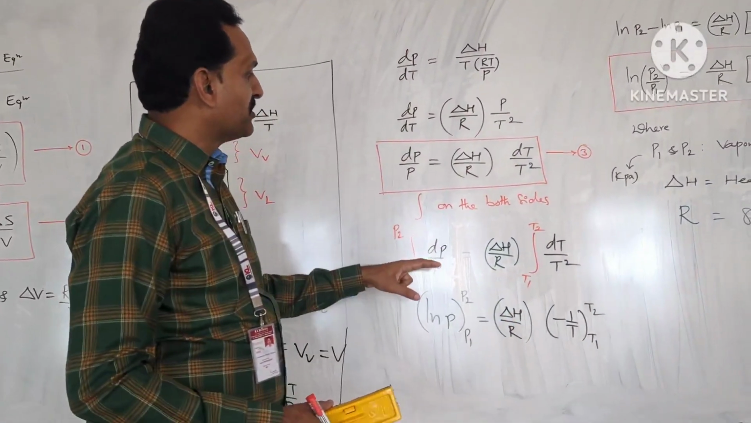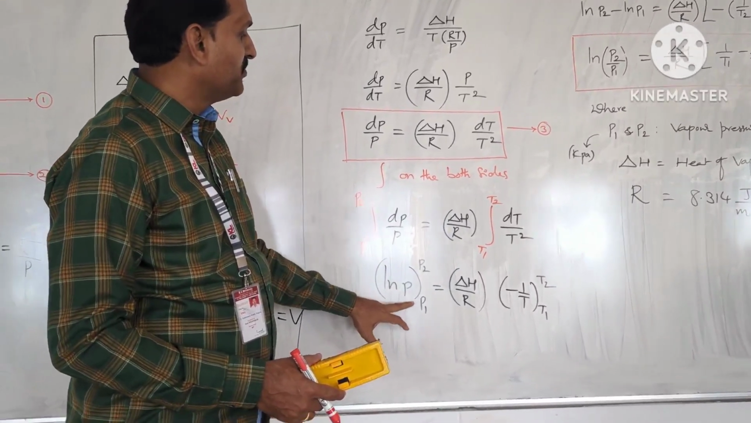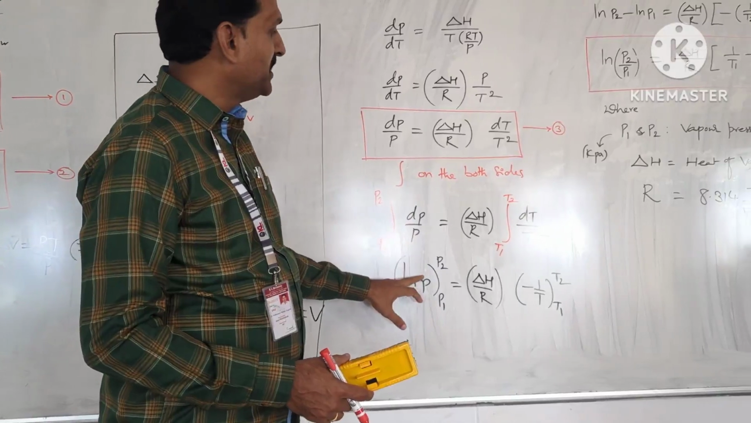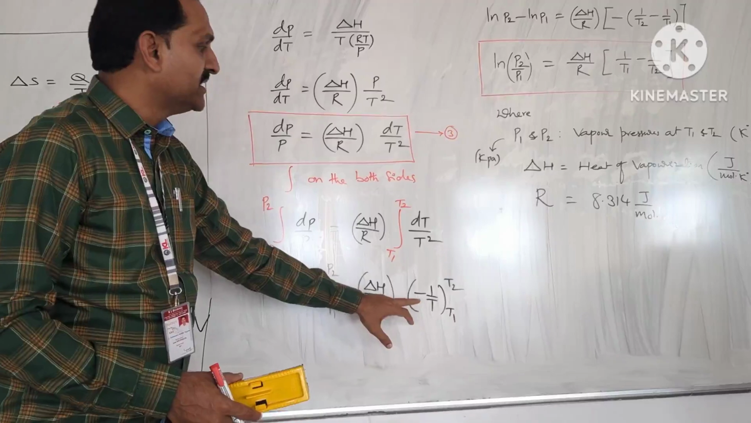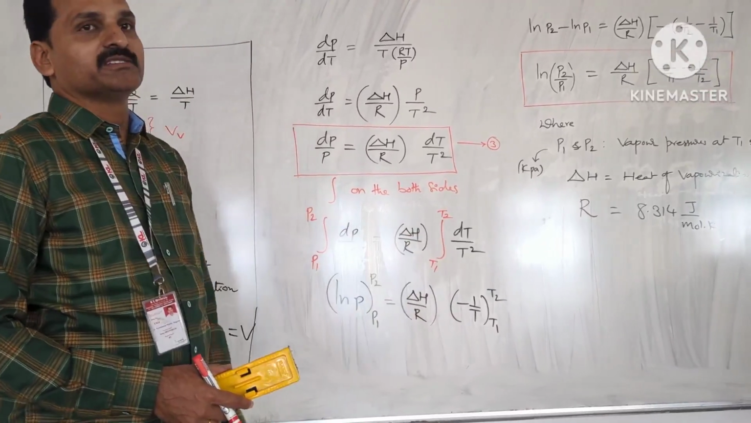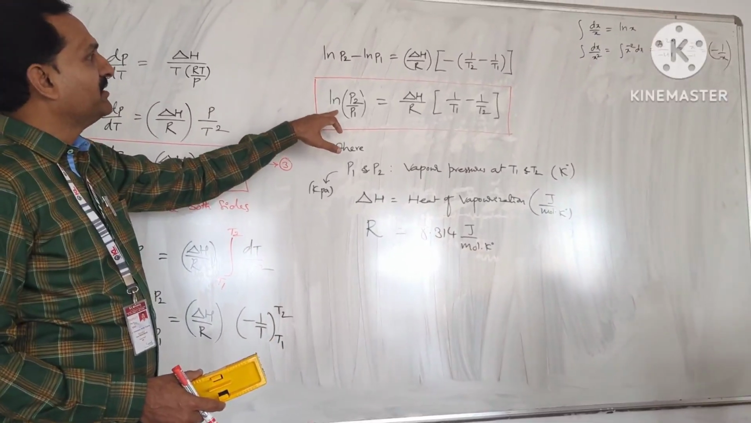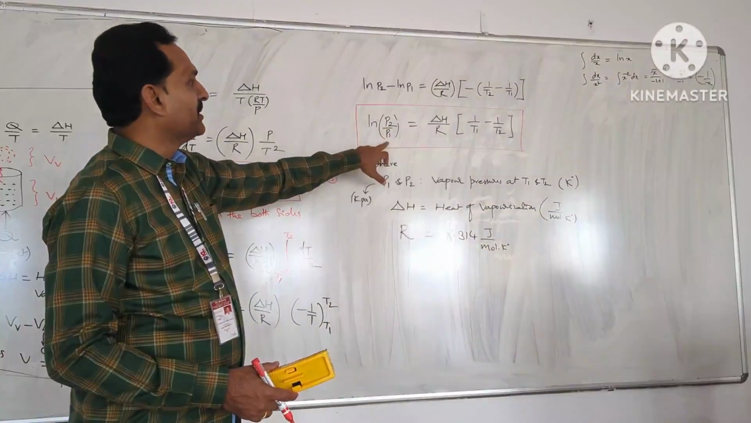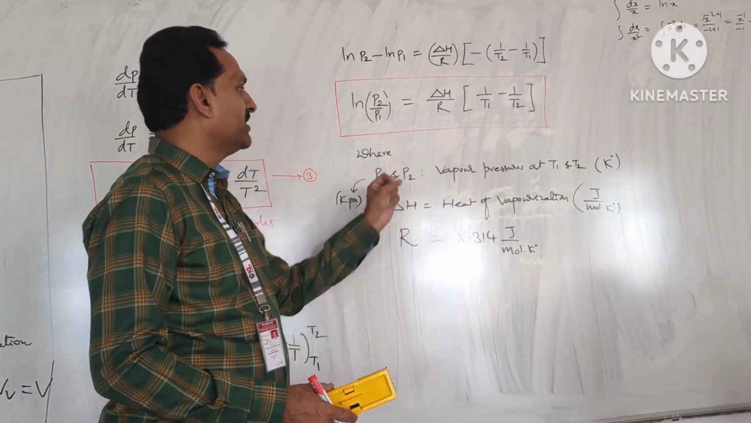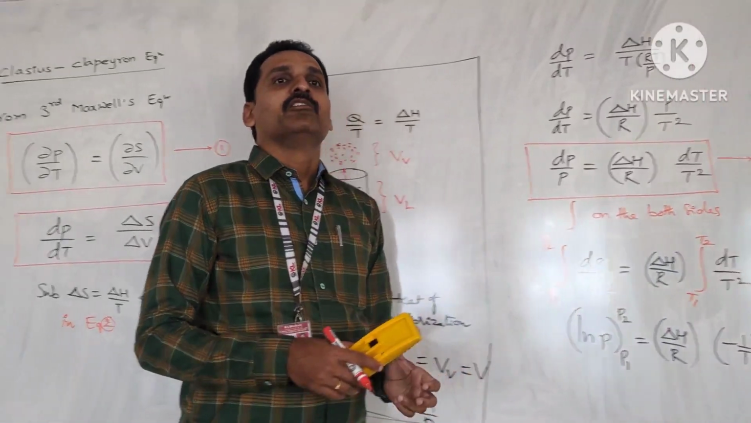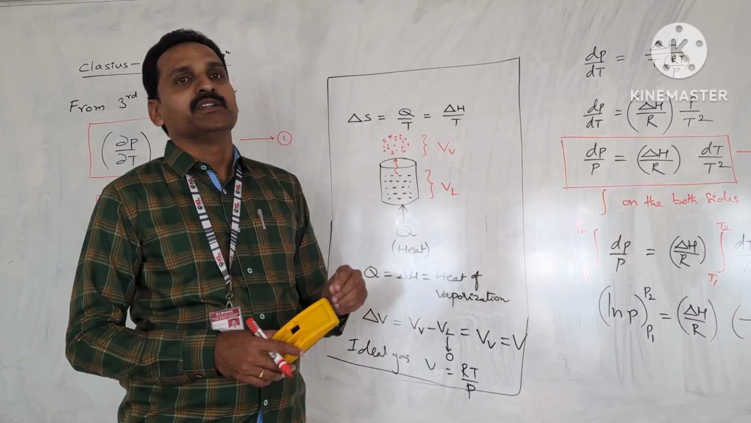Apply those integration products to equation 3, we will get log P is the integration product of dP/P, ΔH/R is constant, and minus 1/T is the integration product of dT/T². Okay. So by applying upper limit and lower limit, we can get the final equation. Log P2/P1 is equal to ΔH/R times (1/T1 minus 1/T2), where P1, P2 are the vapor pressures of pure fluids at temperatures T1 and T2.